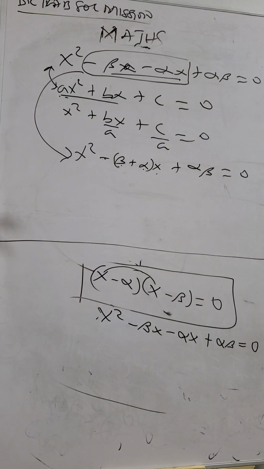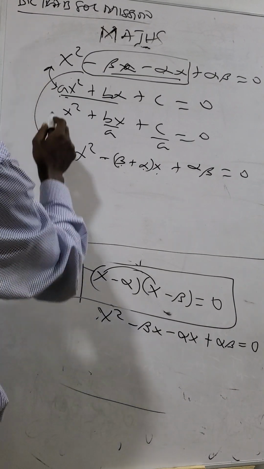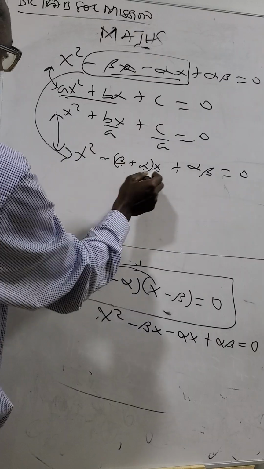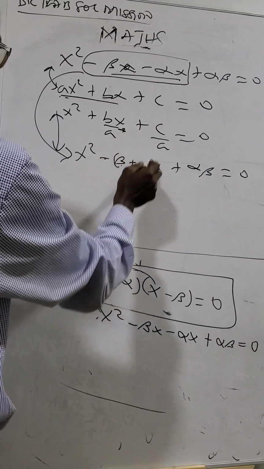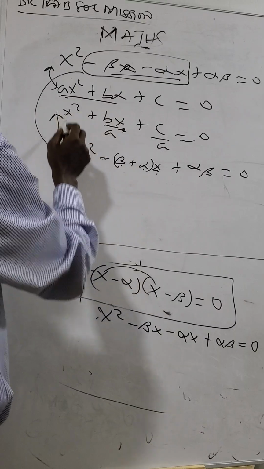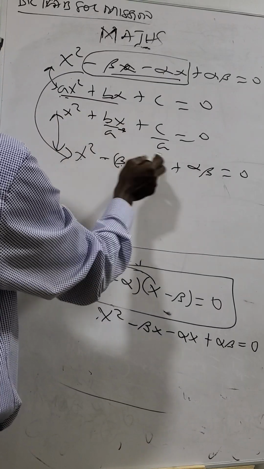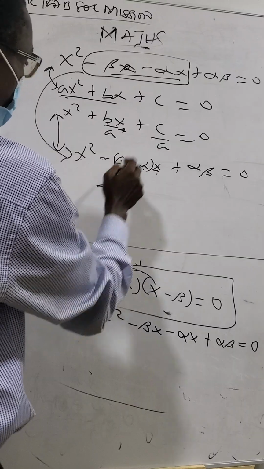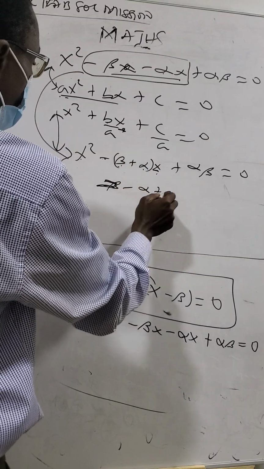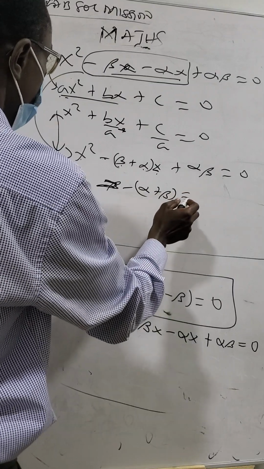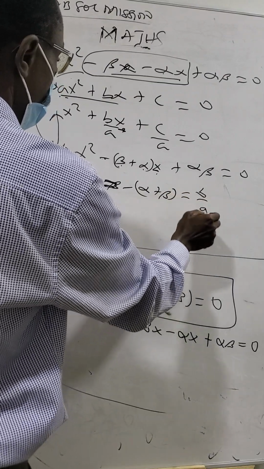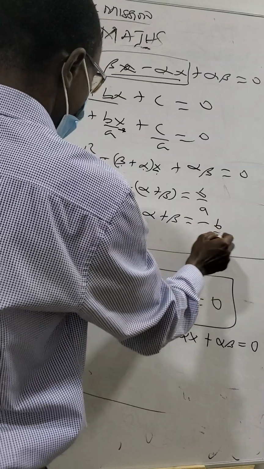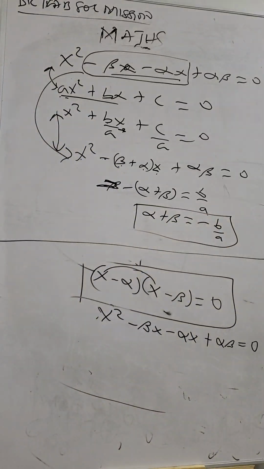If you look at this and compare the two, this equation and that, you realize that from here we are saying that this is x and this is x. We are saying that the number in front of x here should be equal to this, because this x is equal to that, and therefore this should be equal to that, and that should be equal to that. Right, so that is going to give us minus alpha plus beta, bracket, should be equal to b over a. In that case, alpha plus beta is equal to negative b over a. This is the first equation we want to look at.